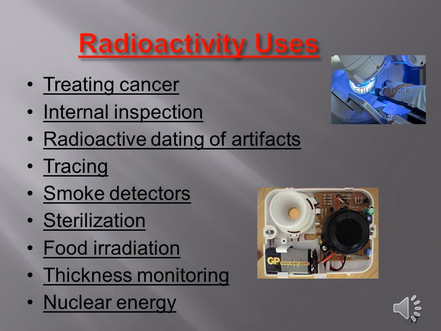Another use is in smoke detectors to prevent occurrence of fire. Another use is in sterilization. For example, gamma rays can be used to sterilize surgical instruments used in hospitals. Another use is in food irradiation, where food is preserved by irradiating it with radiation, because this kills germs and other microorganisms.